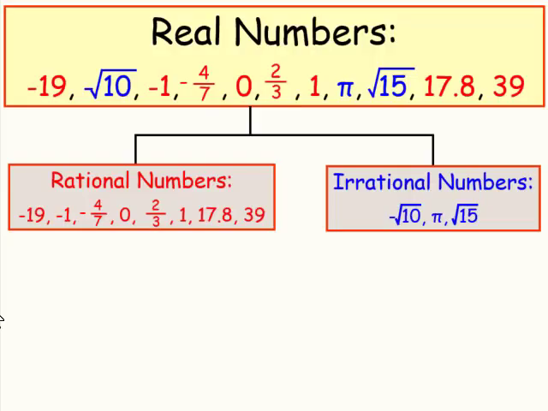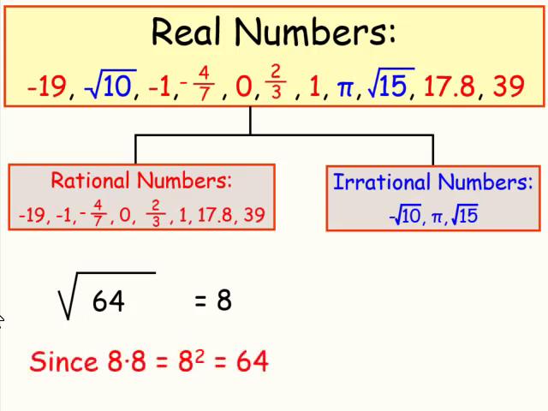Irrational numbers, remember, are square roots of non-perfect squares, such as the square root of 10, the square root of 15, or just the number pi. Be careful, because when we take the square root of a perfect square, the square root of 64 is 8. Therefore, the square root of 64 is not irrational, it's rational, because 8 is a rational number, since 8 times 8 is 64.